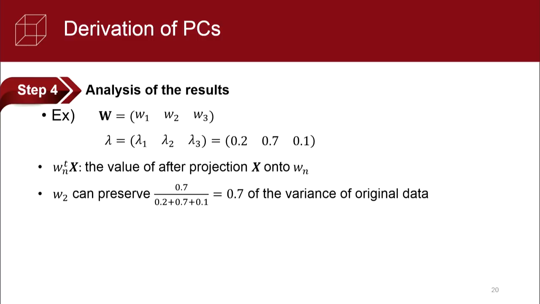So the wn transpose x represents the value after projecting x onto the wn. And if you take a look at this, W2 actually preserves 70% of the variance of the original data.